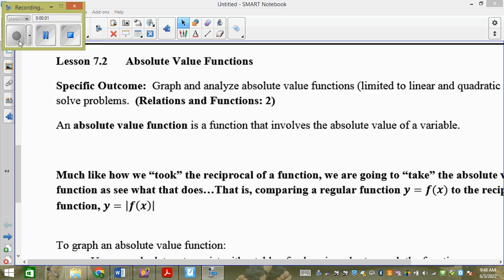Value function, and you just tell me about it. Or I give you a linear or quadratic and make you take the absolute. I didn't notice those until now.